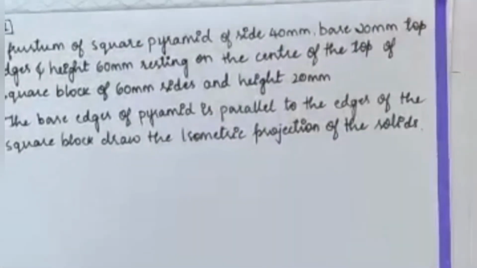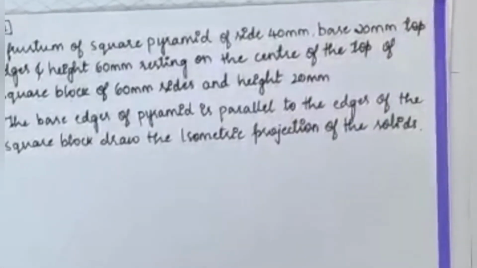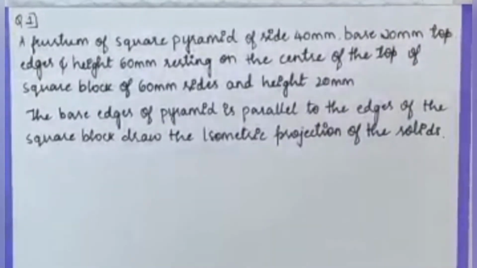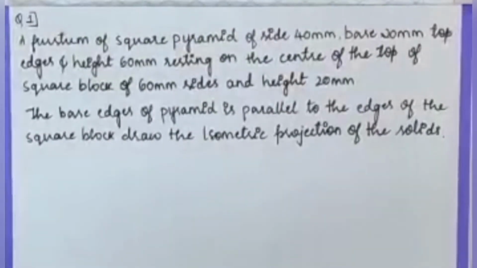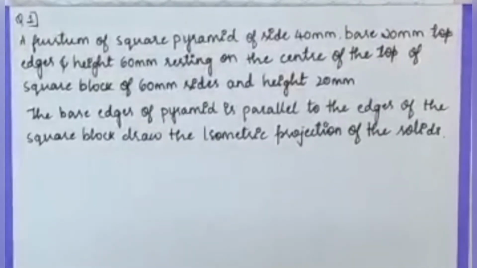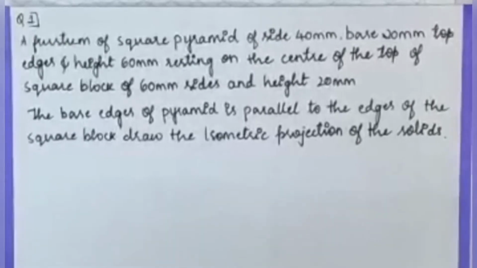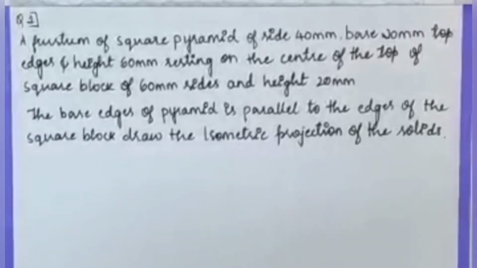And now the first question we are dealing with is a frustum of square pyramid of side 40 mm, base 20 mm, edges and height 60 mm, resting on the center of the top of square block of 60 mm sides and height 20 mm. The base edges of pyramid is parallel to the edges of the square block. Draw the isometric projections of the solids. So let's resolve this question.